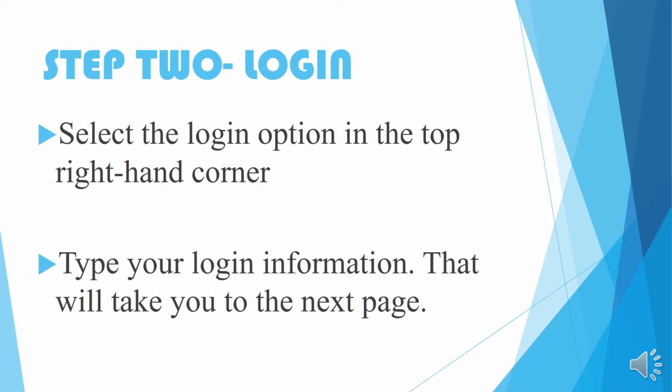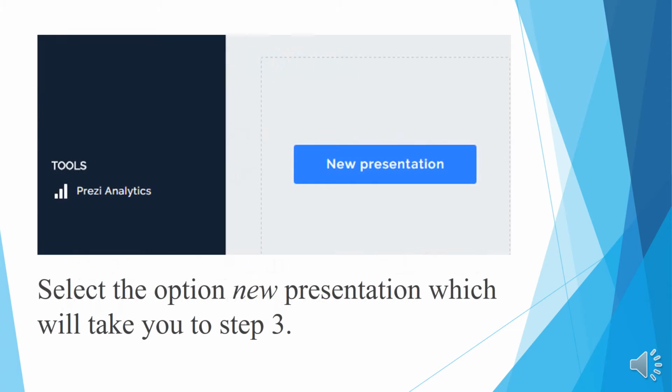Step 2. So you managed to successfully type the link in, and we're now at step 2, log in. Select the login option in the top right hand corner. Type your login information. That will take you to the next page. And this page should look something like this. You'll see the option New Presentation. Select the option New Presentation, which will take you to step 3.